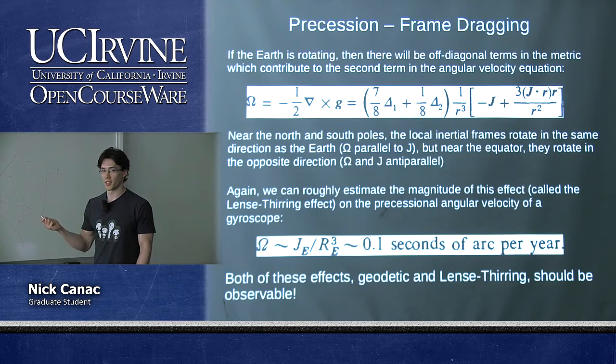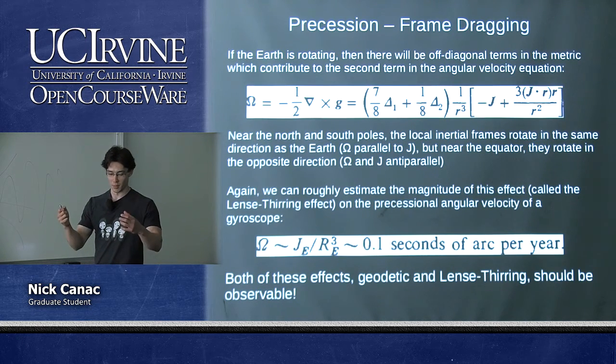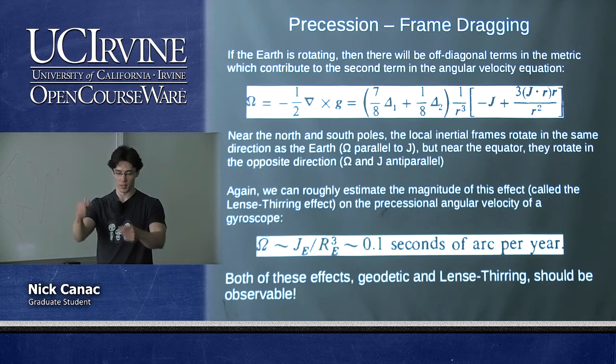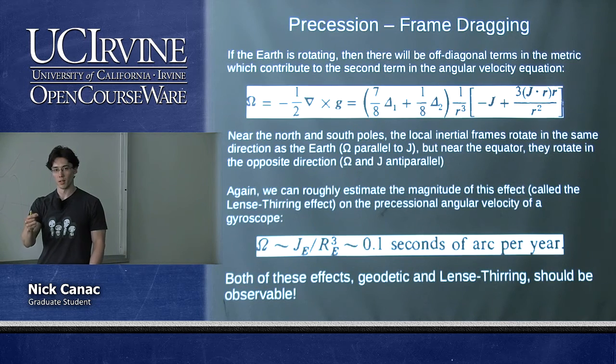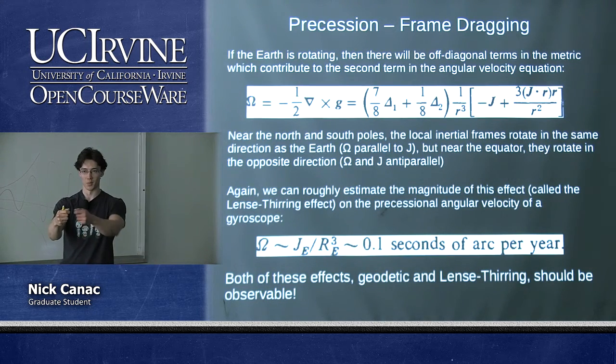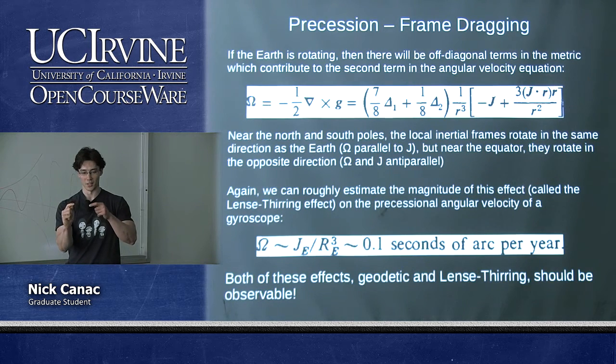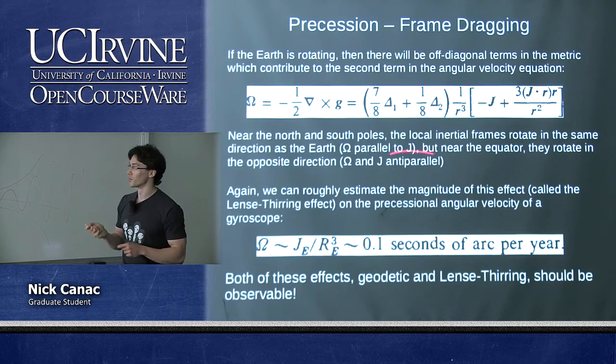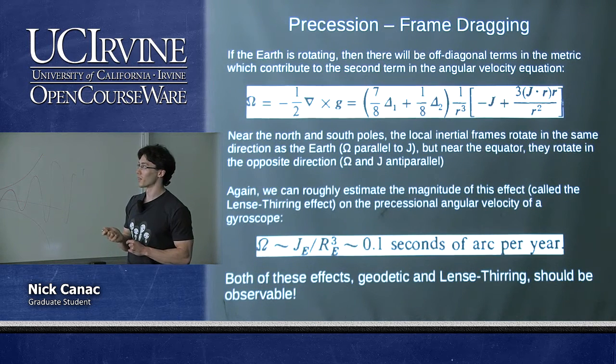And sort of an analogy to understand this is if you imagine putting a spherical ball or something inside of a tank of water, and it starts rotating. If you put something near the pole, it'll obviously rotate in the same direction. But if you put it near the equator, what happens is the water closer to the ball is moving faster than water away from it. And so it actually turns the object the opposite direction. So qualitatively, that's what's happening here.